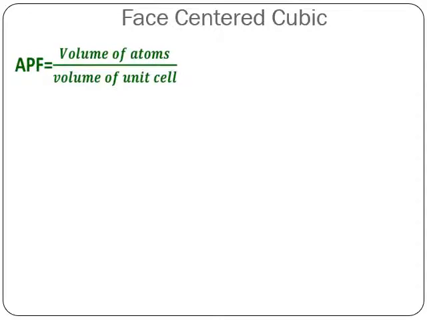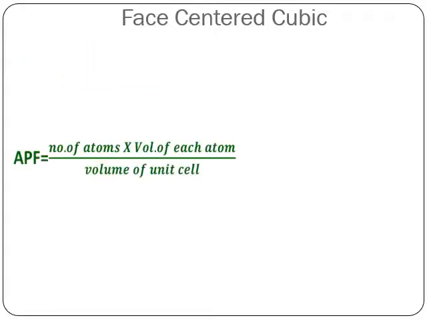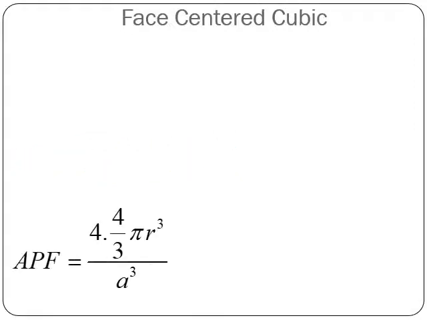Next one is the face centered cubic crystal structure. Again, to calculate the APF, first you need to define what the APF is. I will write it as the number of atoms into the volume of each atom divided by the volume of a unit cell. Then what is the number of atoms here? That's the effective number, so the effective number is 8 into 1 by 8.